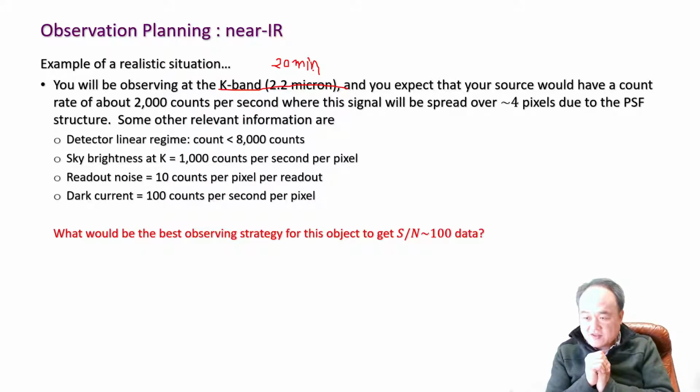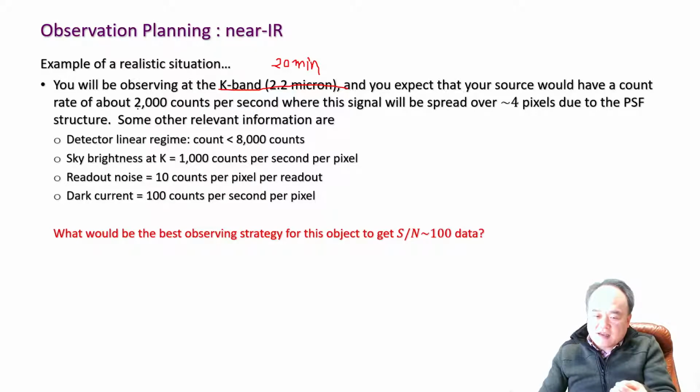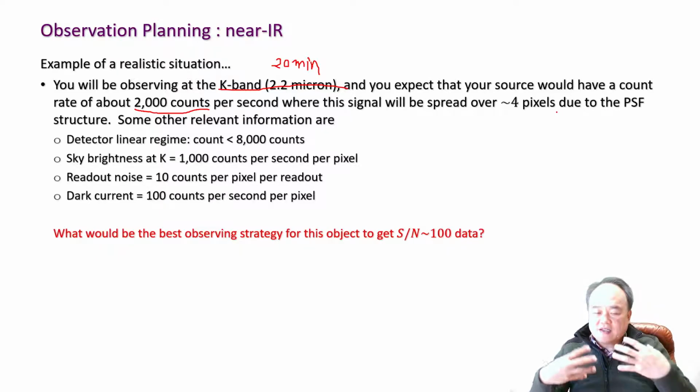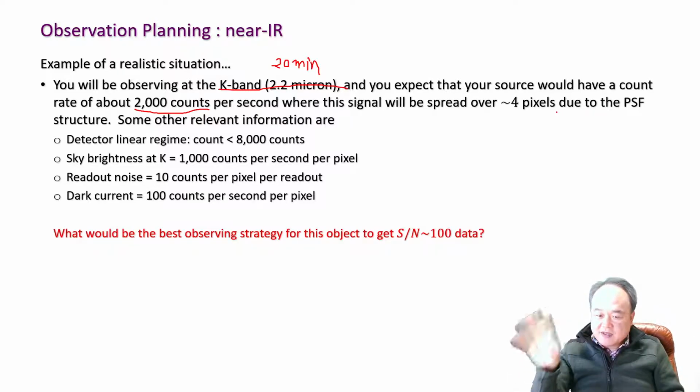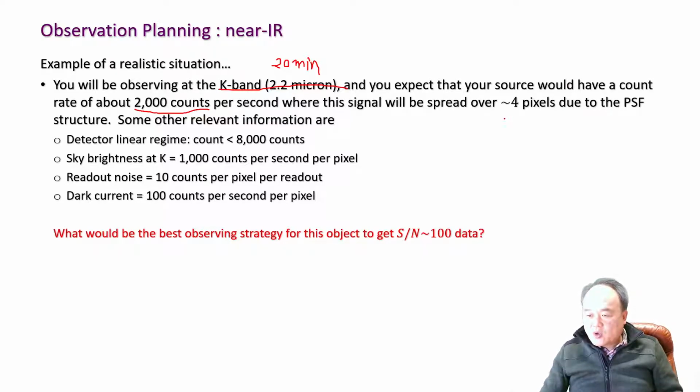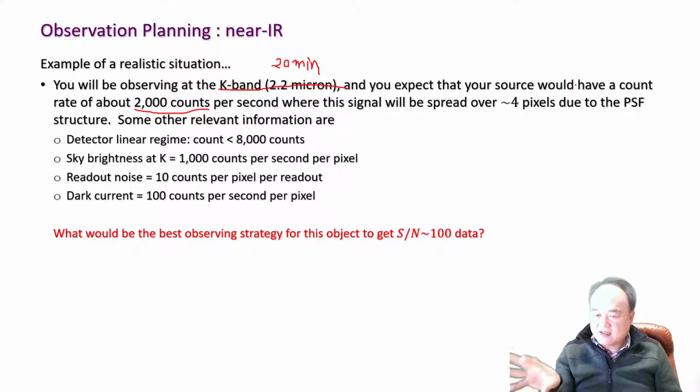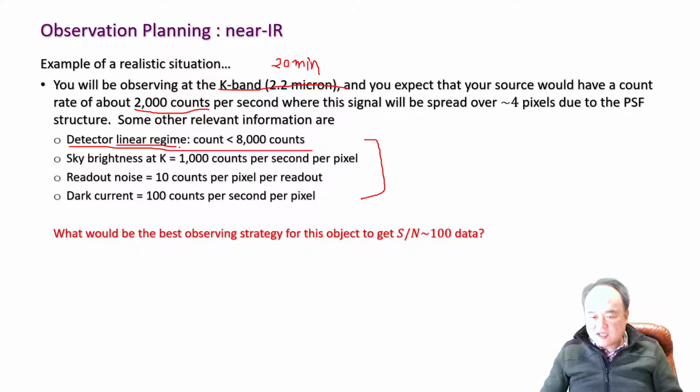You observe your target, which has a 2,000 count per second count rate, and your source is spread over 4 pixels due to the point spread function structure of your telescope and instrument. So per second per pixel, the science target is contributing 500 counts. Then relevant information to consider when planning the near infrared observation is the detector saturation limit, sometimes also known as the linear regime, which is 8,000 counts per pixel.